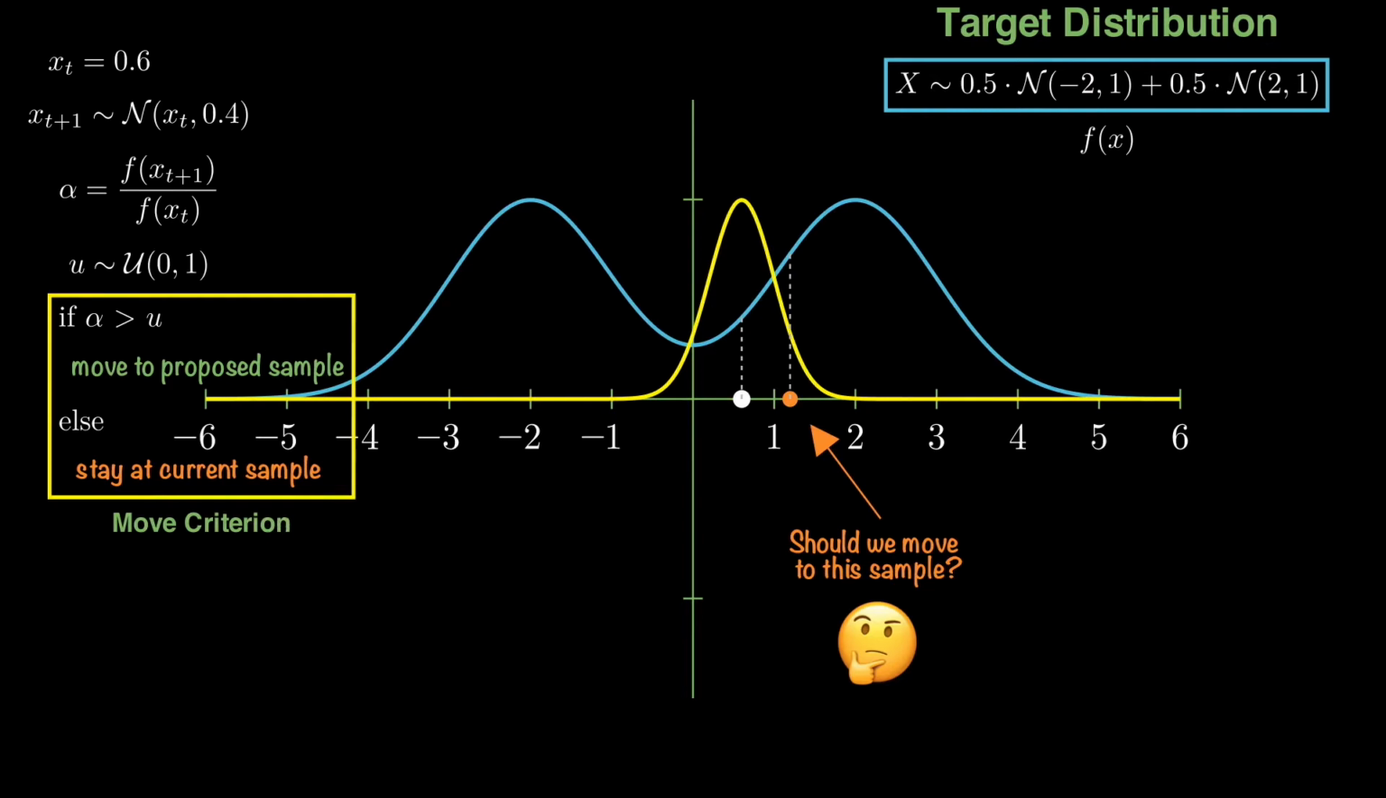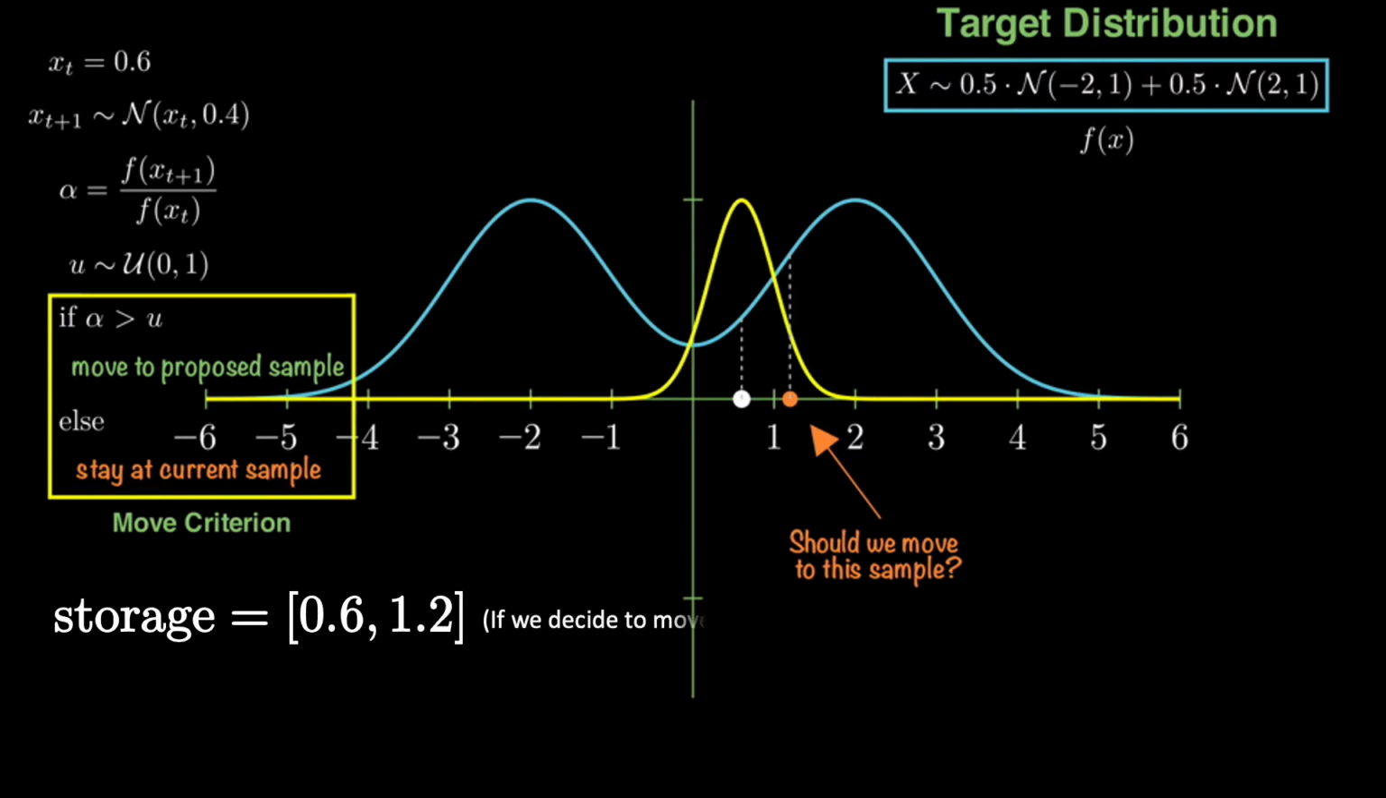Now in many books and articles, this is called acceptance criteria, but I like to call it a move criteria. So why do I prefer to call it a move criteria? So here is our current storage of samples. The only value in it, really the first value in it, is 0.6, the one that I made up. If we decide to move to the proposed value, then we would put its value in our storage as well.